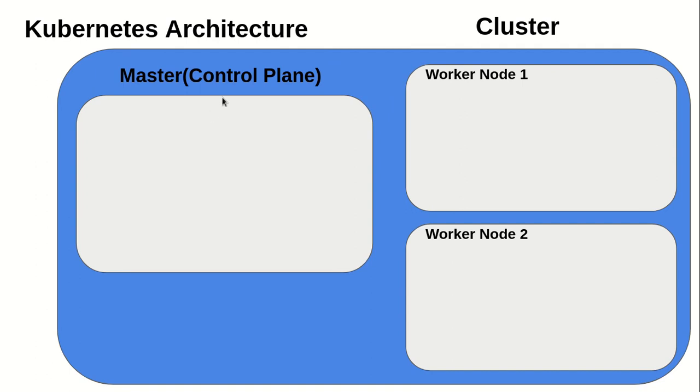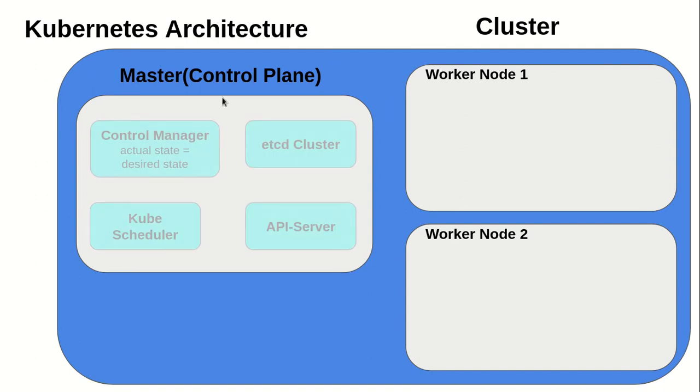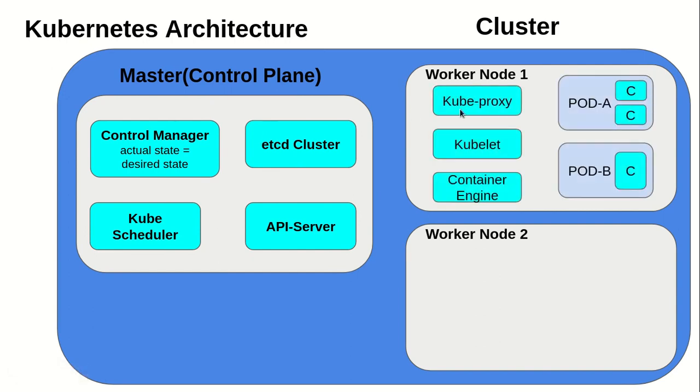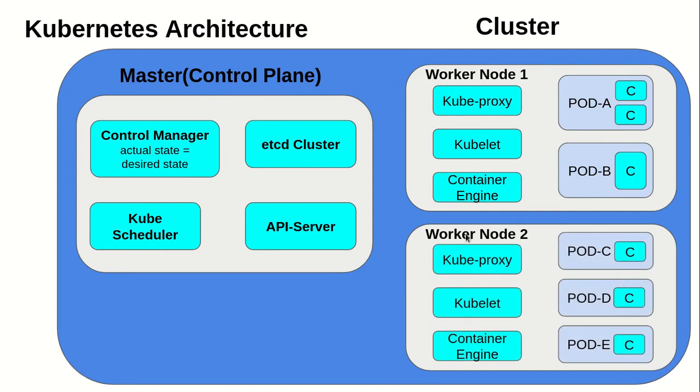Inside this master node there are four components: control manager, etcd cluster, API server, and the kube scheduler. And inside the worker nodes there are multiple components like kube proxy, kubelet, container runtime, and the pods. Similarly, in worker node 2 there are the same components: kube proxy, kubelet, container runtime, and pods.